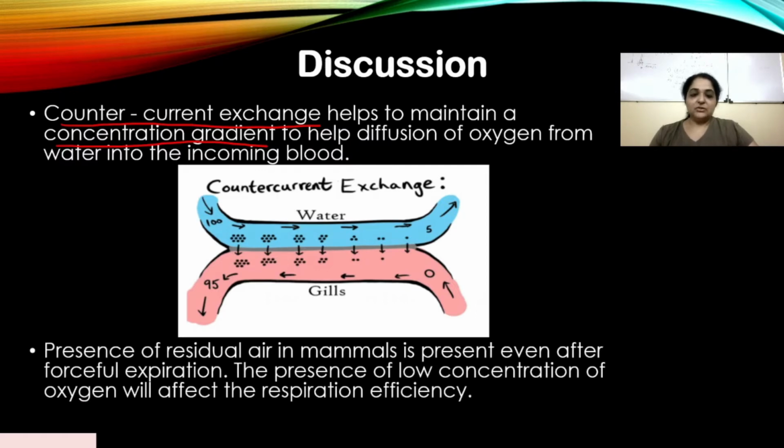The presence of residual air in mammals is there even after forceful expiration. Yes, after forceful expiration, residual air is still present in the lungs. So, the presence of low concentration of oxygen will affect the respiration efficiency. Now, we will see why and how that happens.